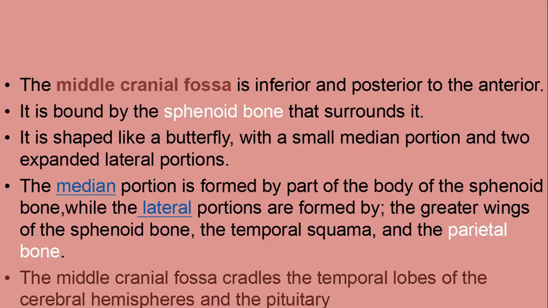The middle cranial fossa is inferior and posterior to the anterior. It is bounded by the sphenoid bone that surrounds it. It's shaped like a butterfly, as said before, with a small median portion and two expanded lateral portions. The median portion is formed by part of the body of the sphenoid bone, while the lateral portions are formed by the greater wings of the sphenoid bone, the temporal squama and the parietal bone.